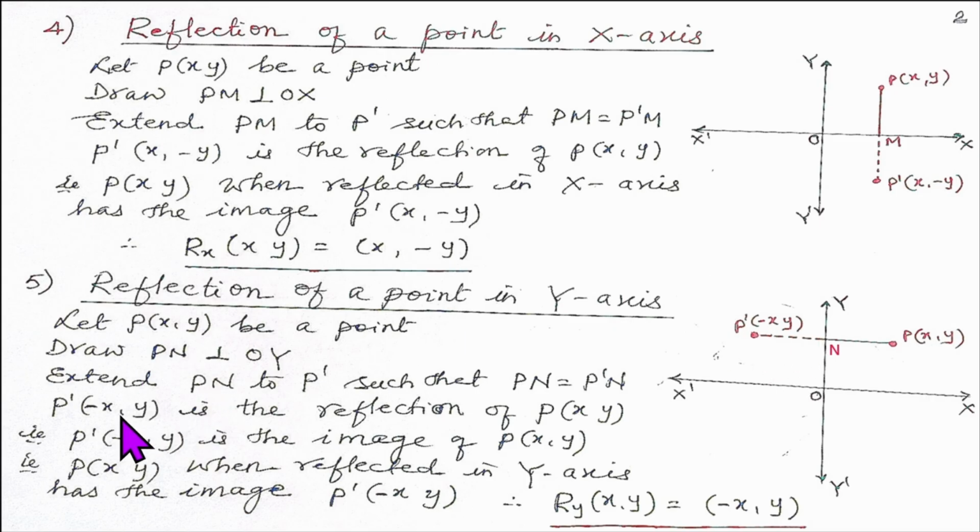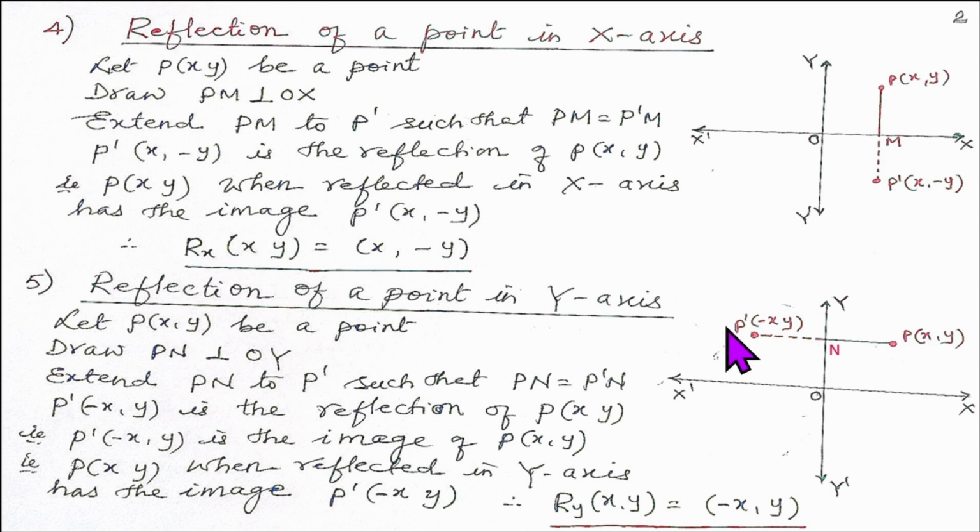So please remember that P dash (-x, y) is the reflection of P(x, y), and P dash (-x, y) is the image of P(x, y). P(x, y) when reflected in the y-axis has the image P dash (-x, y), and therefore the reflection of (x, y) in the y-axis is always (-x, y).